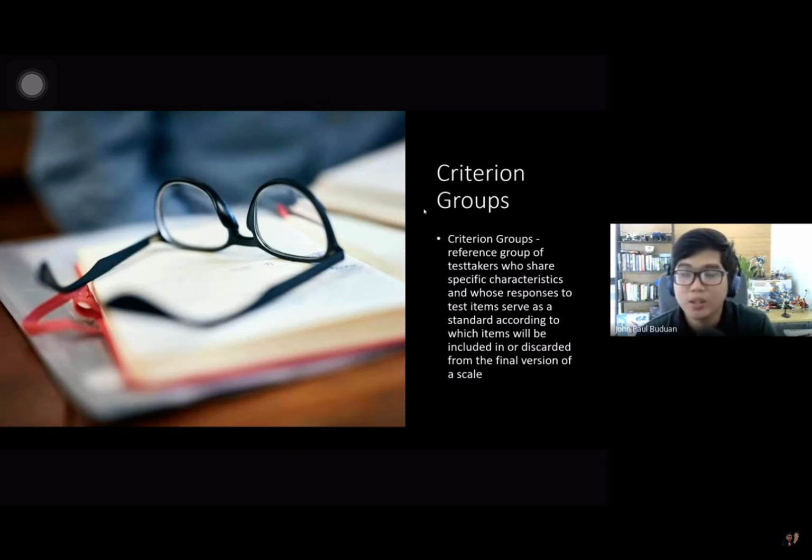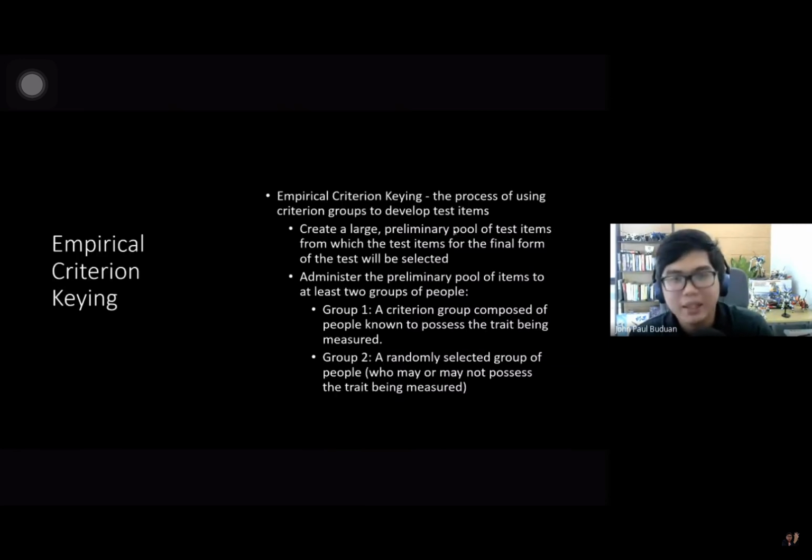And one such modification is yung criterion groups, no? Sa criterion group, it is a reference group of test takers who share specific characteristics and whose responses to test items serve as a standard, according to which items will be included in or discarded from the final version of the scale. For example, discuss na lang natin siya. No? For example, we are creating a test about depressive symptoms.